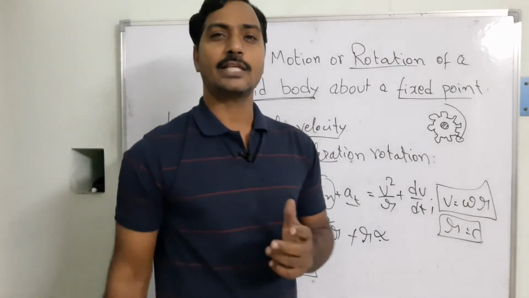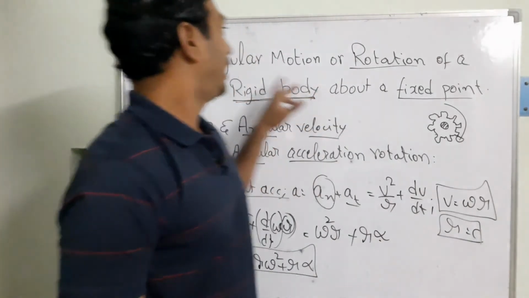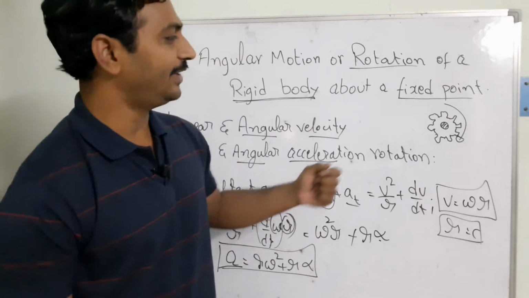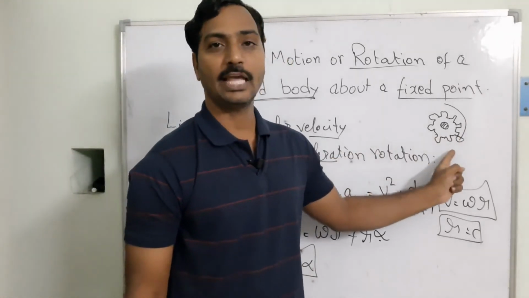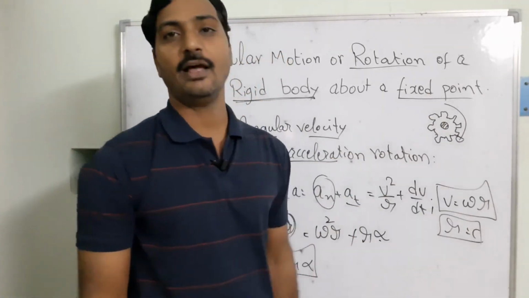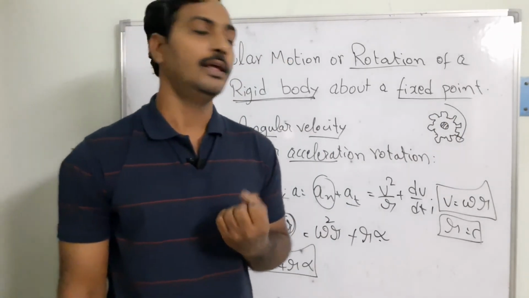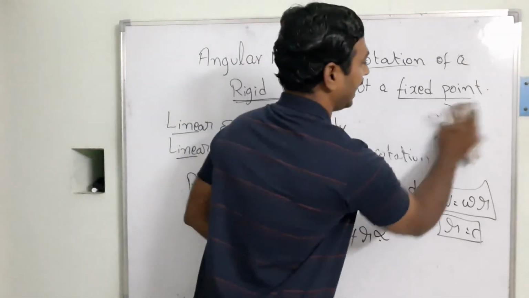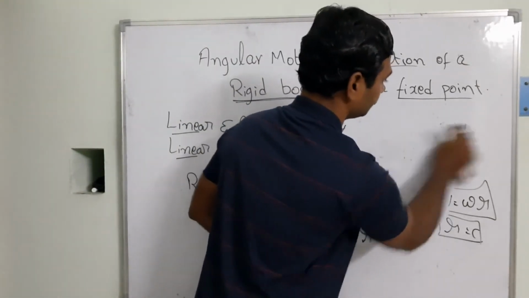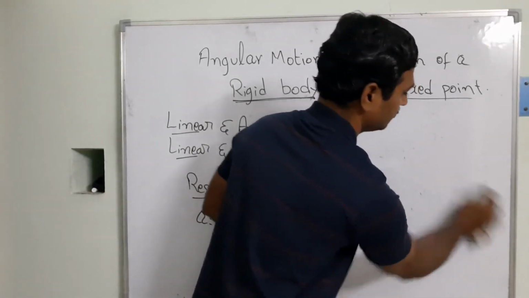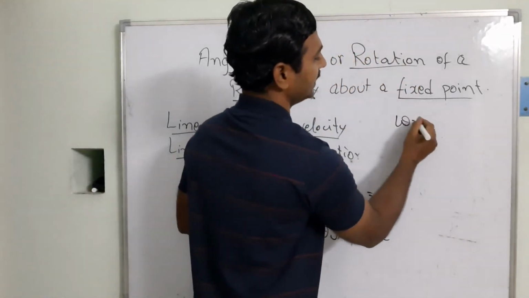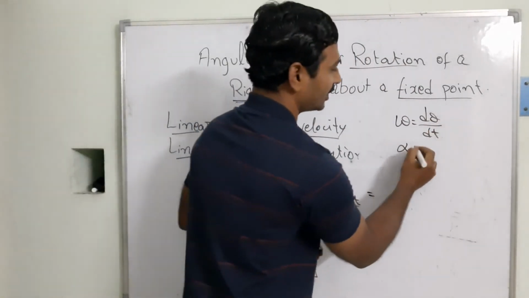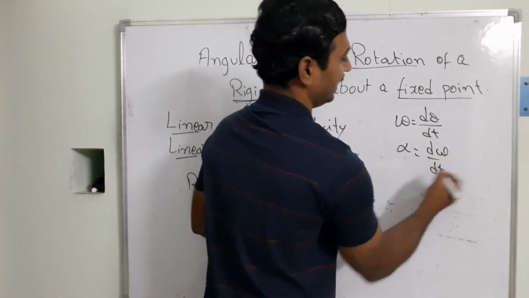I hope you are able to understand exactly what angular motion or rotation of a rigid body about a fixed point is. We already gave the example of that. There is a gear blank, and it is taking the angular displacement. Then we calculated a few parameters, like angular velocity. So how did we calculate the angular velocity? Here angular velocity omega is equal to d theta by dt, and similarly angular acceleration is equal to d omega by dt.